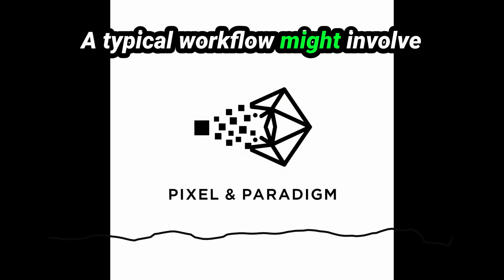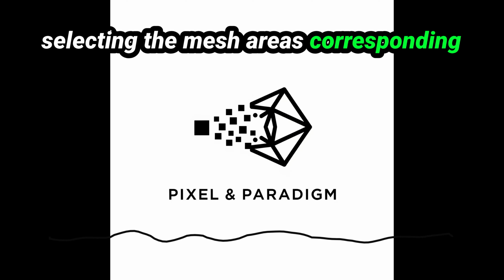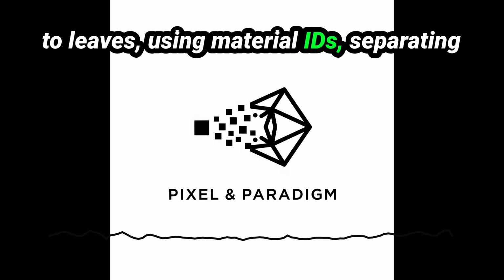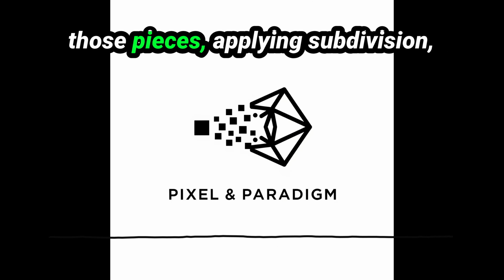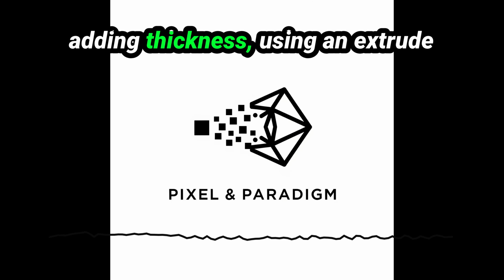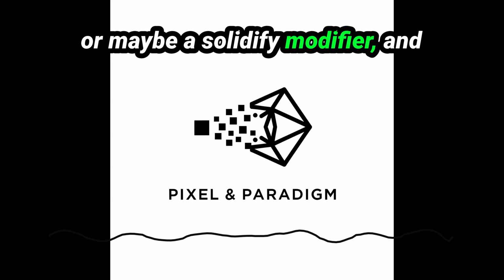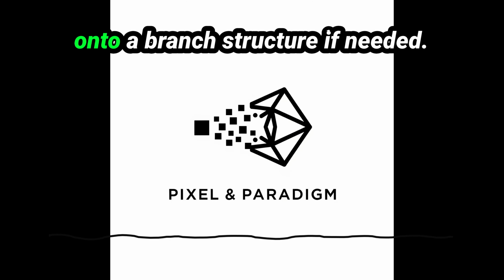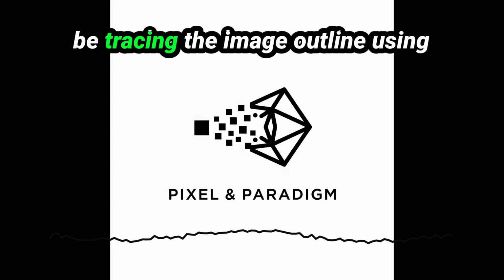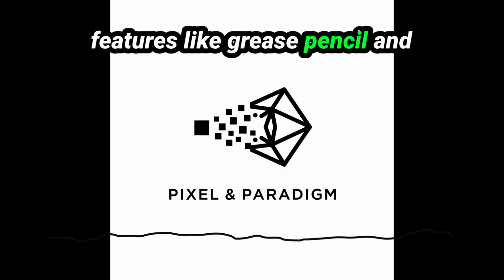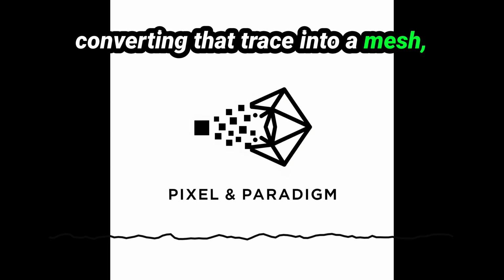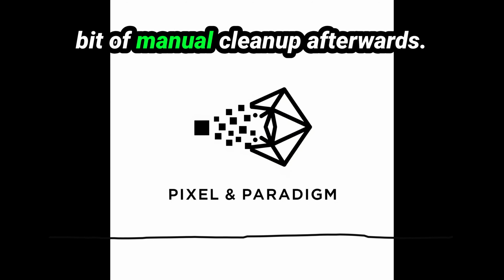A typical workflow might involve selecting the mesh areas corresponding to leaves using material IDs, separating those pieces, applying subdivision, adding thickness using an extrude or maybe a solidify modifier, and then potentially merging them back onto a branch structure if needed. Another method in Blender could be tracing the image outline using features like grease pencil and converting that trace into a mesh, though that often requires quite a bit of manual cleanup afterwards.